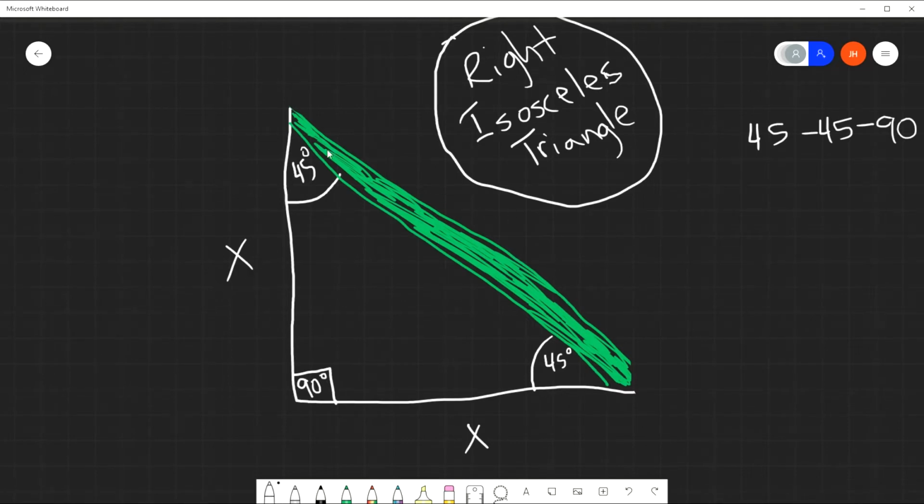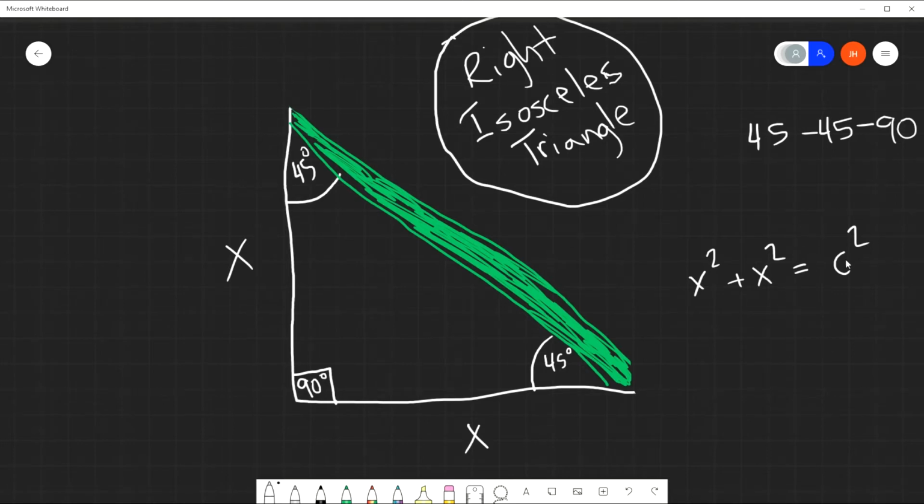I just got to use Pythagorean Theorem. I know that a squared plus b squared equals c squared. So I know that x squared plus x squared should equal that hypotenuse squared. What should we call that? Let's call it c squared.